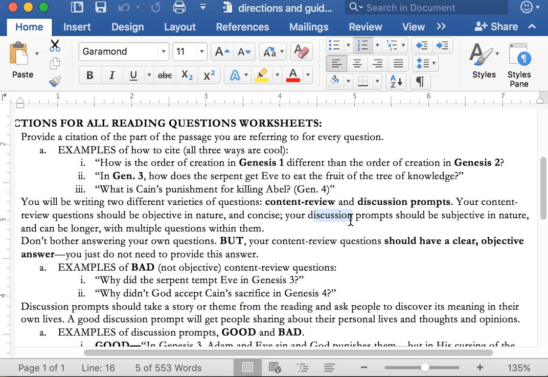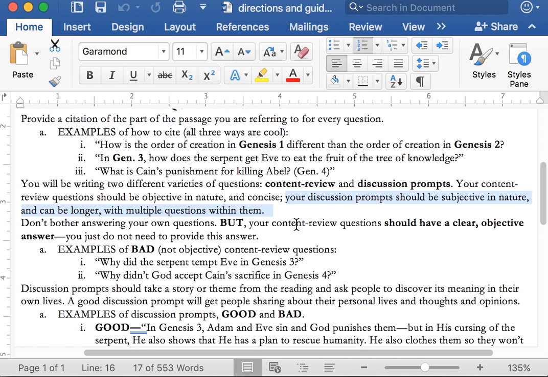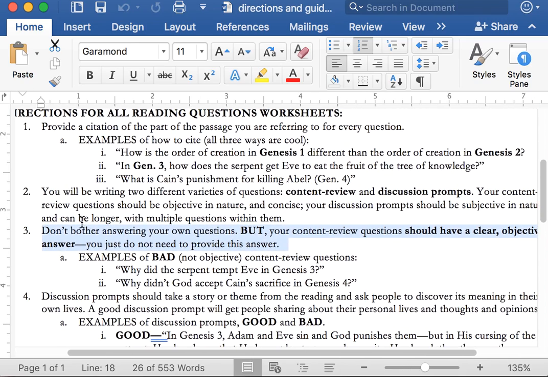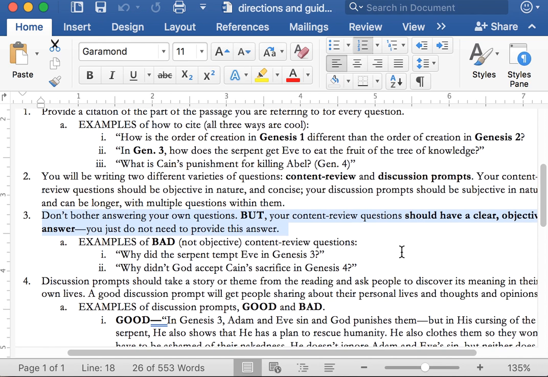Discussion prompt questions are going to be subjective. So this is going to be, instead of black and white, it's gray, right? People are answering from their personal experience, and there's no one right answer, right? Or there are many right answers. However you want to think about it. So for this assignment for Tuesday, you'll be writing 7 content review questions. Those are the short black and white ones. And then 1 discussion prompt question. Do not bother answering your own questions, but your content review questions should have a clear, objective answer. You just don't need to provide the answer.